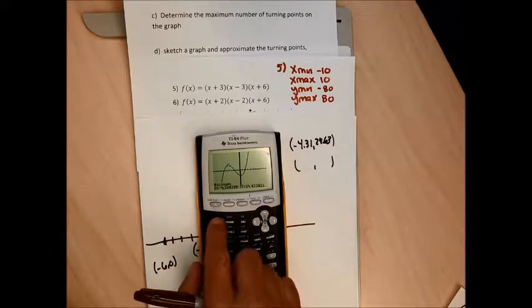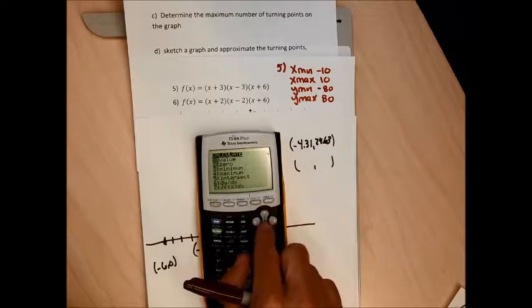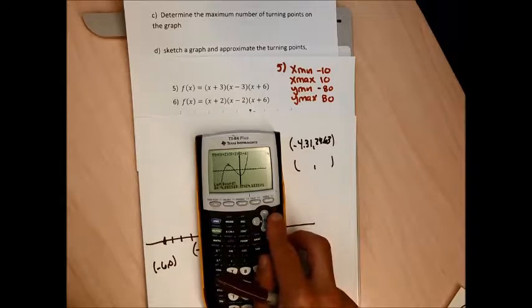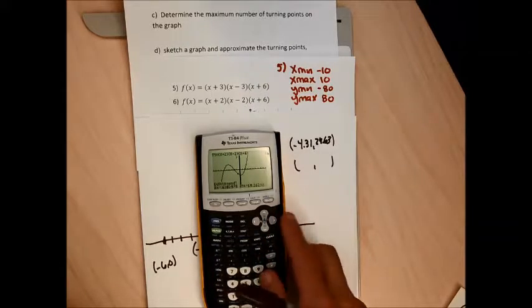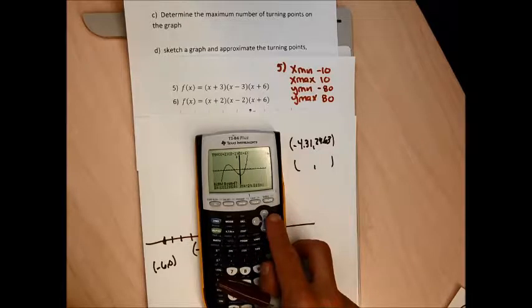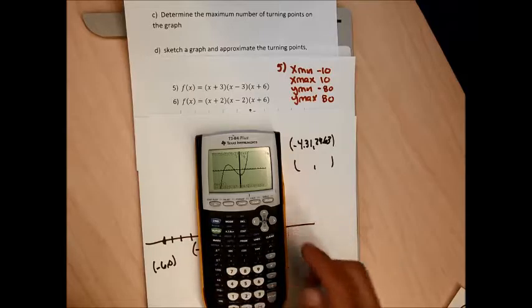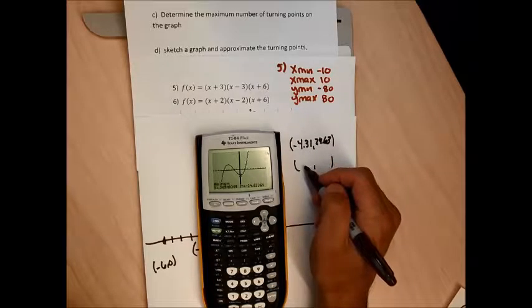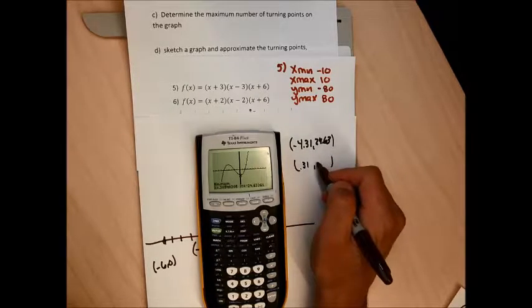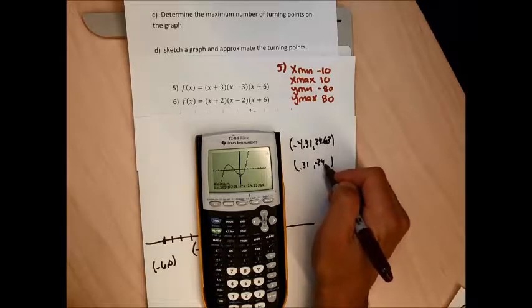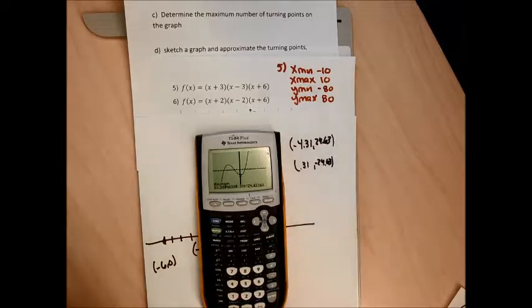And then the next one, second calc, minimum, trace, get to the left side of that low point, minimum point, and hit enter. Trace to the right side of that minimum point and hit enter, and get as close as I can to that minimum point and hit enter. And that gives me 0.31, negative 24.63. So I'm going to plot those points and then draw a picture that looks like this.